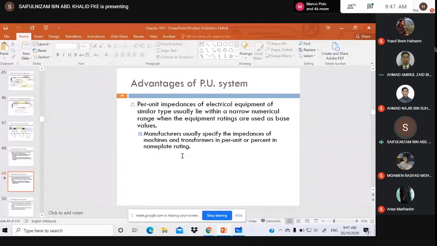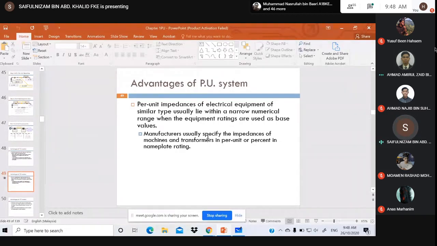And then per unit impedance of electrical equipment of similar type usually fall within a narrow range in the per unit system. So we can express the voltage closely, almost the same, because 0.95 is, for example, 0.98 is close, right? Rather than in actual value.